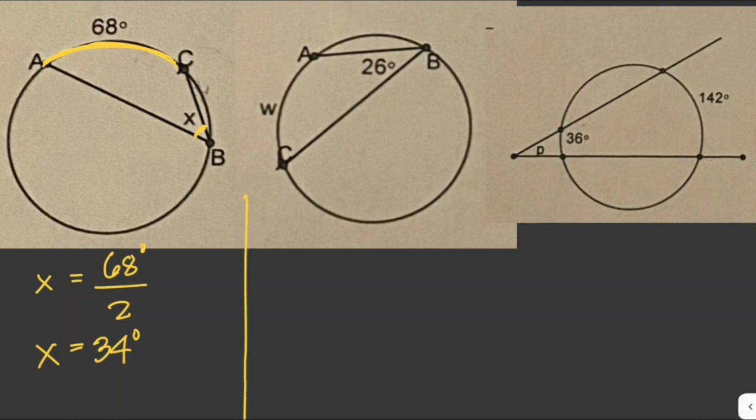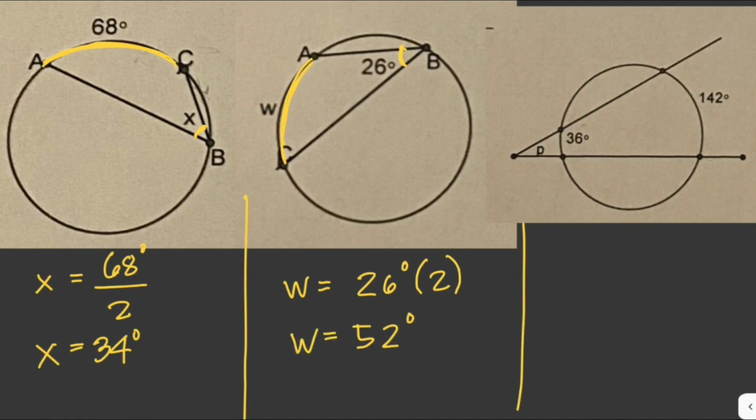Then for the second figure, we're given the value of the inscribed angle, which is 26 degrees, and we solve for the arc, which is W. So W is just twice the inscribed angle. W here is just equal to 52 degrees.